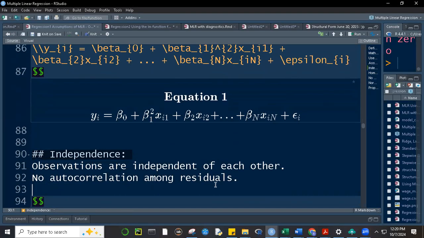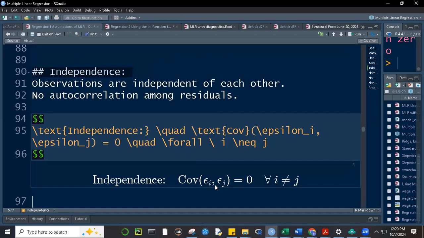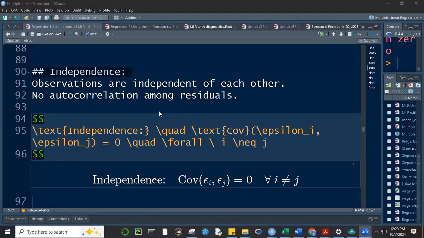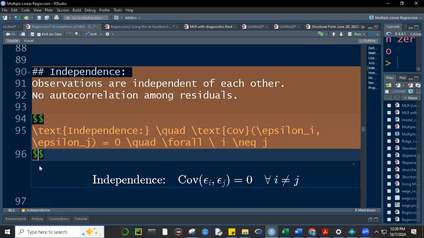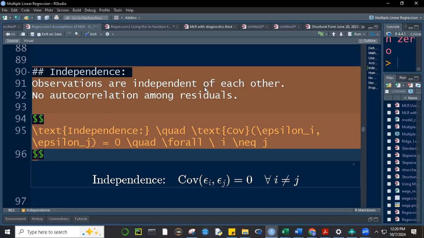Another, this is assumption number 2 actually: independence. What does independence mean, class? This now has something to do with the residuals. Let me share this with you so you don't have to write the LaTeX. By the way, class, the spelling of LaTeX is L-A-T-E-X, but you pronounce it as LaTeX. All right, so what does this mean?